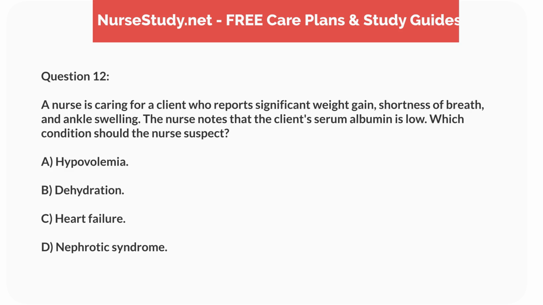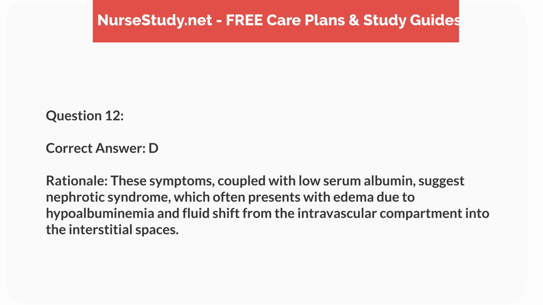Question 12. A nurse is caring for a client who reports significant weight gain, shortness of breath, and ankle swelling. The nurse notes that the client's serum albumin is low. Which condition should the nurse suspect? A. Hypovolemia. B. Dehydration. C. Heart failure. D. Nephrotic syndrome. Correct answer: D. Rationale: these symptoms, coupled with low serum albumin, suggest nephrotic syndrome, which often presents with edema due to hypoalbuminemia and fluid shift from the intravascular compartment into the interstitial spaces.